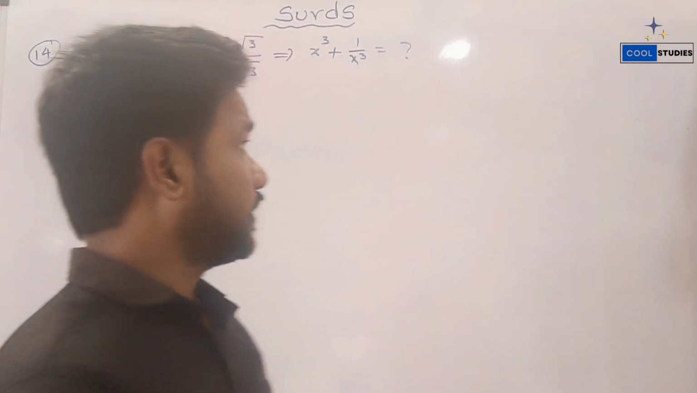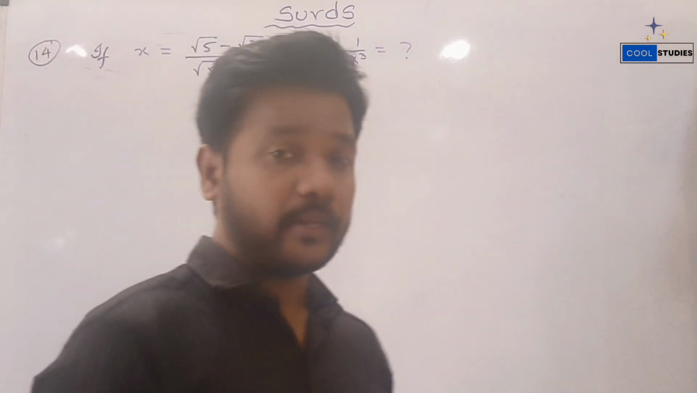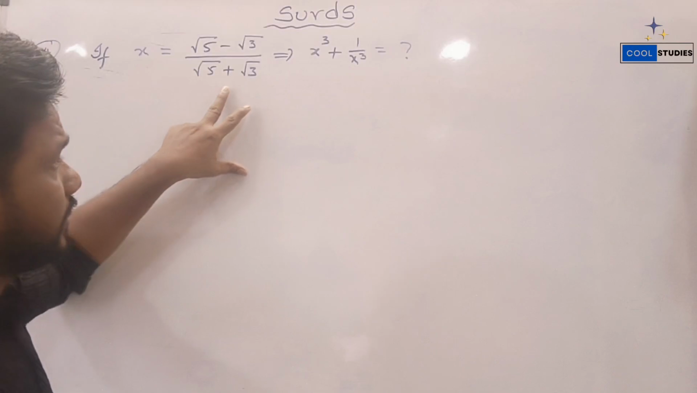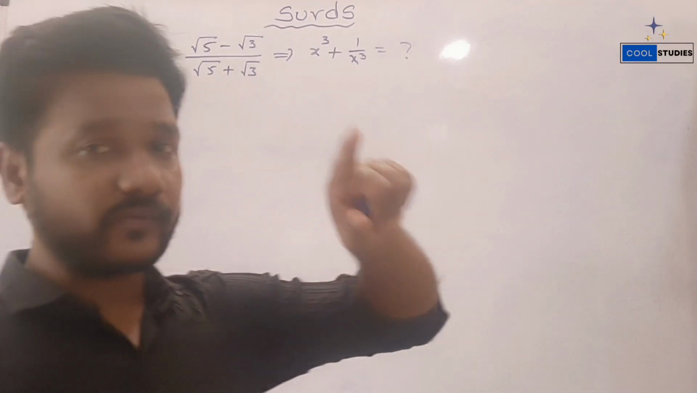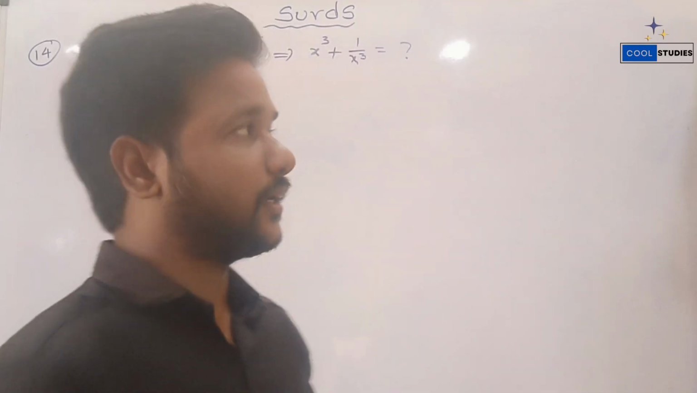Let us discuss the next question. If x is equal to root 5 minus root 3 by root 5 plus root 3, finding the x value and asking for x cube plus 1 by x cube. What is the value of x cube plus 1 by x cube?